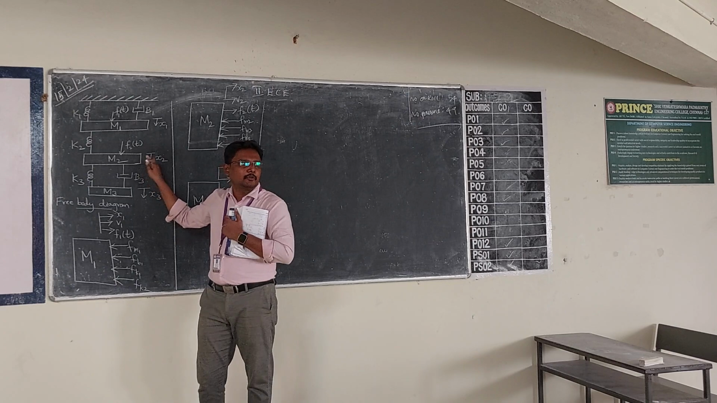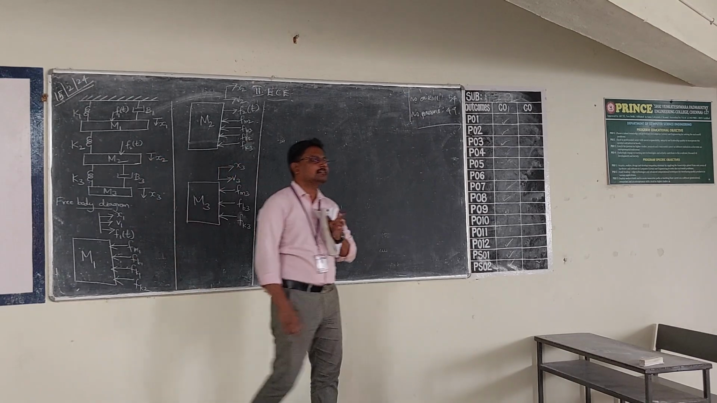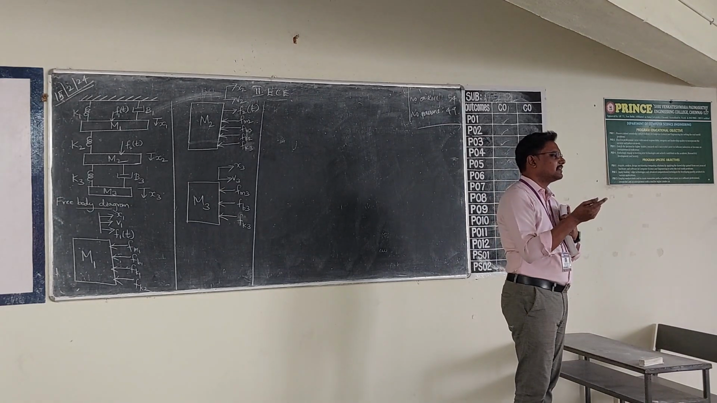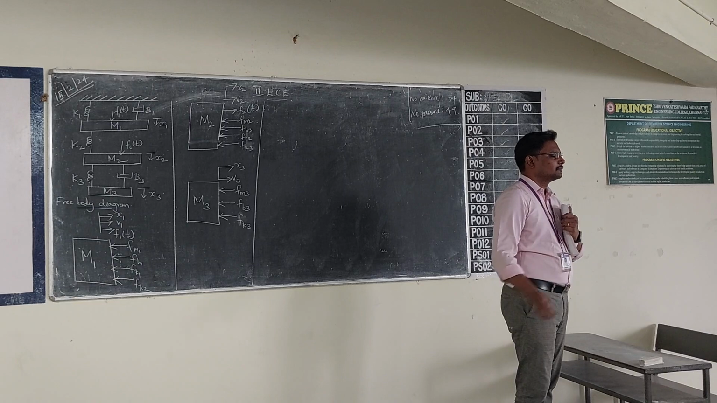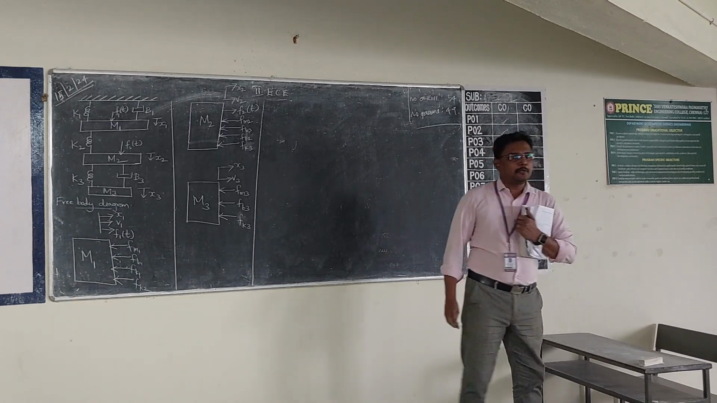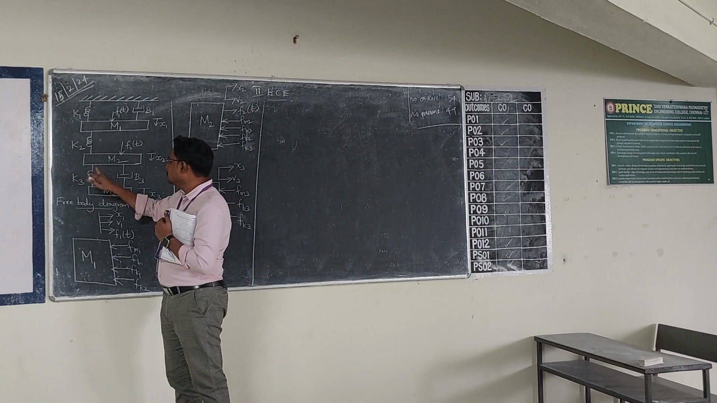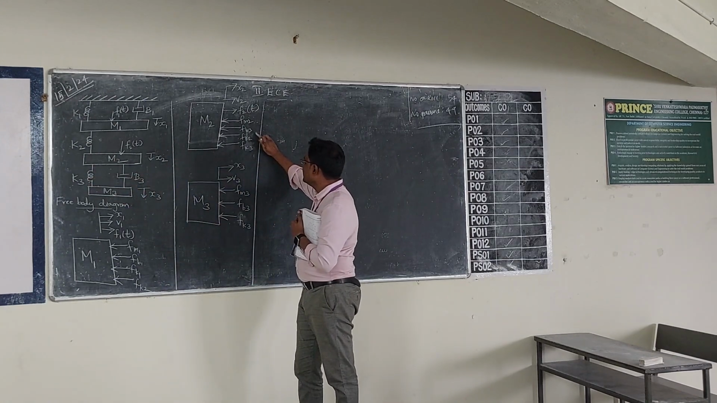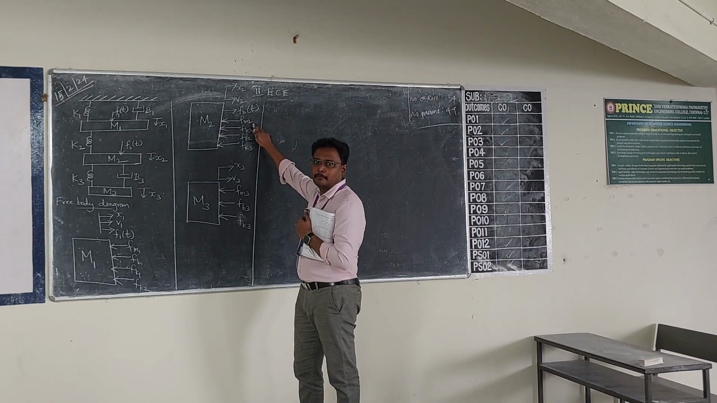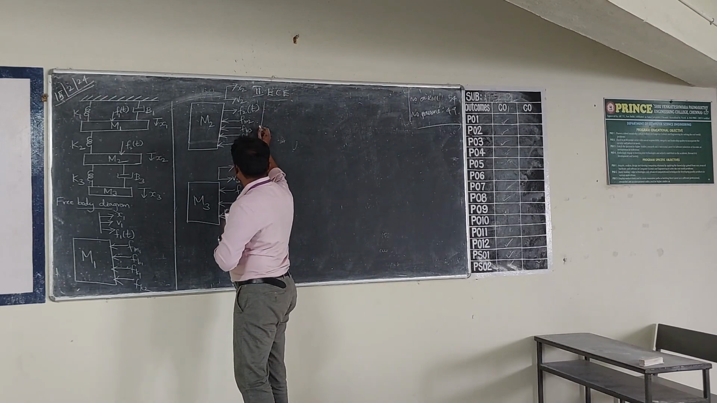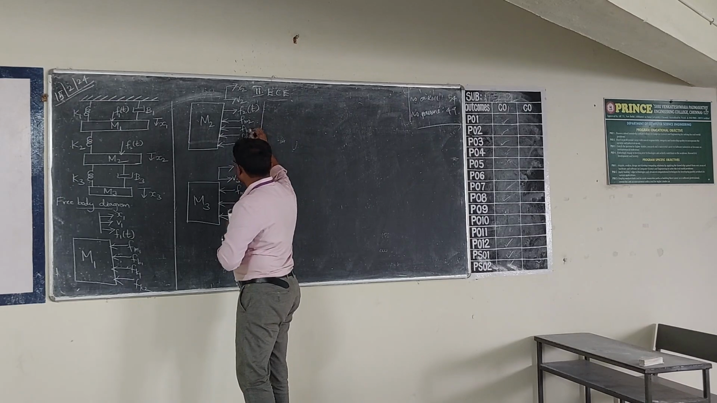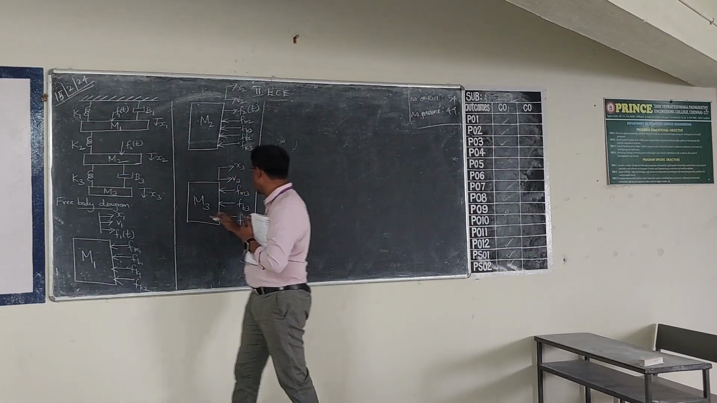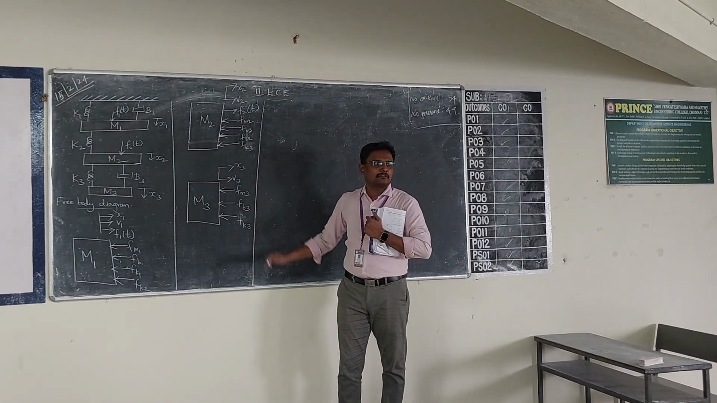What is connected to M2? K2, K3, B3, and then F2. What is connected to M3? K3 and B3. That's all, there is no applied force to the third mass.